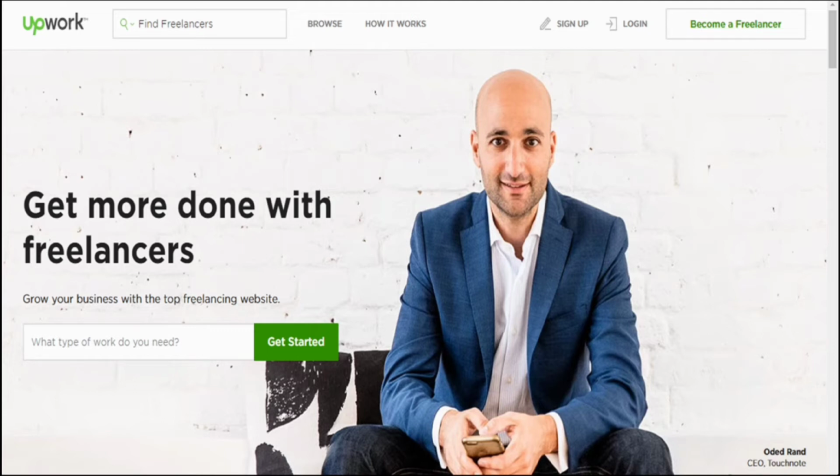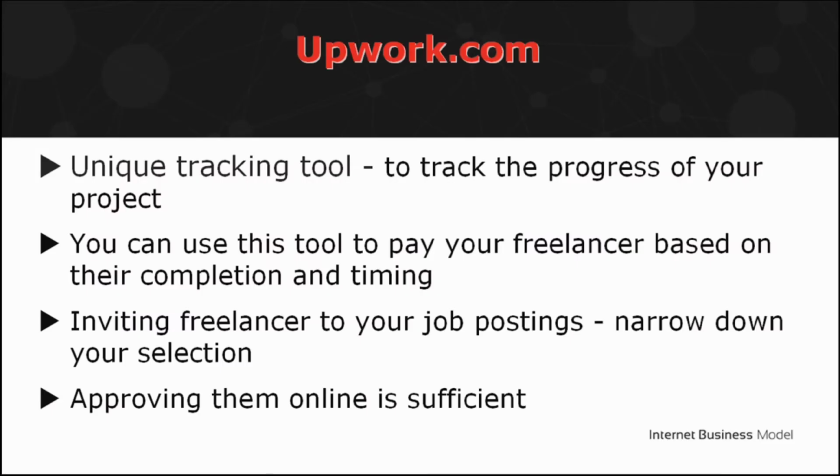Next is Upwork.com. You can hire freelancers on an hourly basis or one-off depending on your project requirements. Upwork is unique because of its tracking tool. This tool makes it easier for you to track the progress of your project. You can use this tool to pay your freelancer based on their completion and timing.